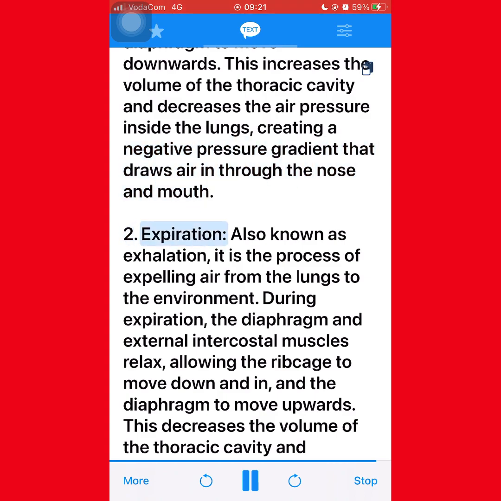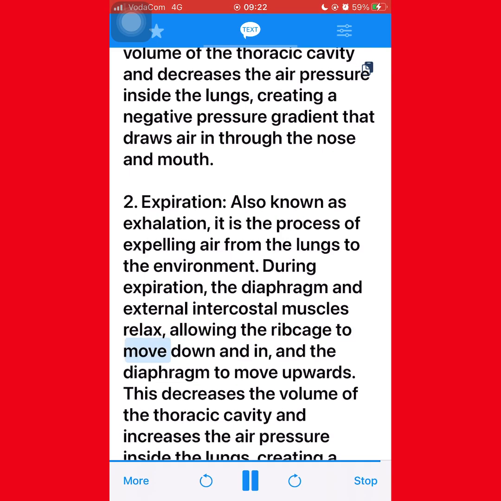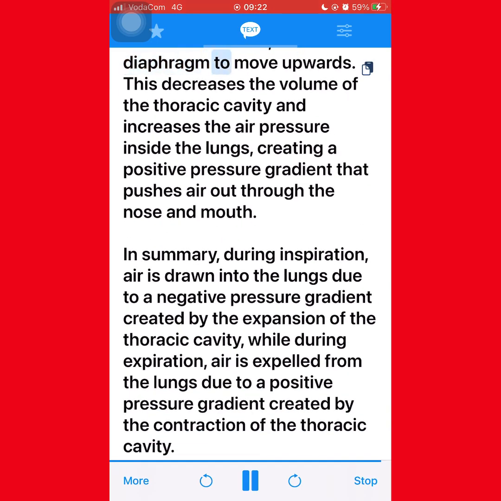2. Expiration, also known as exhalation. It is the process of expelling air from the lungs to the environment. During expiration, the diaphragm and external intercostal muscles relax, allowing the ribcage to move down and in, and the diaphragm to move upwards. This decreases the volume of the thoracic cavity and increases the air pressure inside the lungs, creating a positive pressure gradient that pushes air out through the nose and mouth.